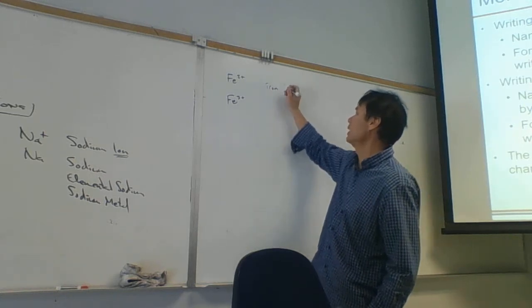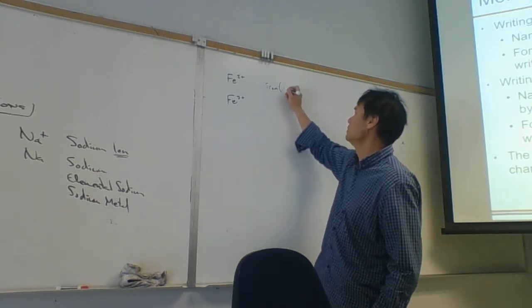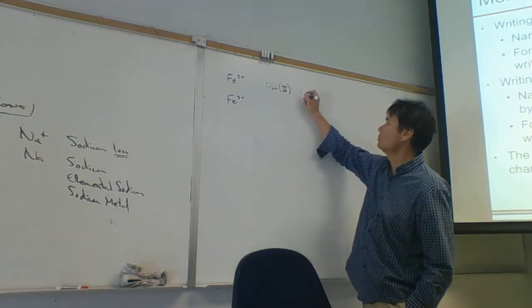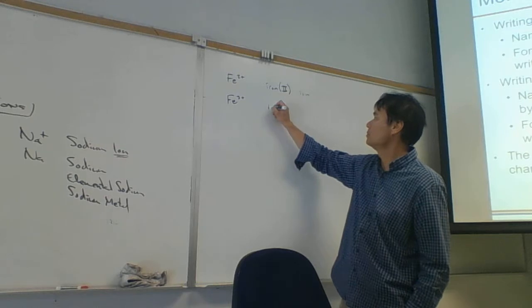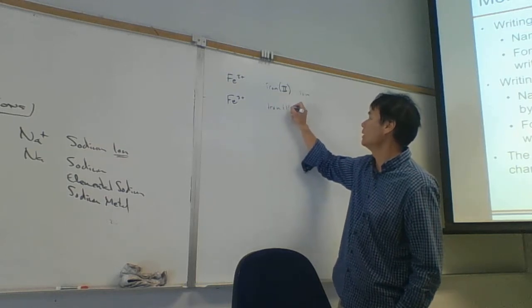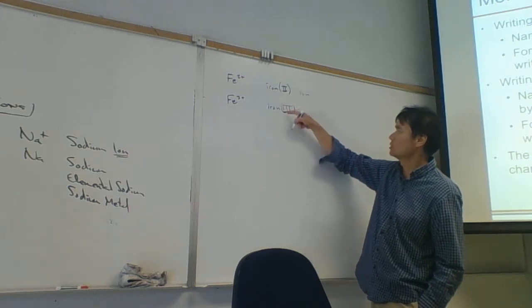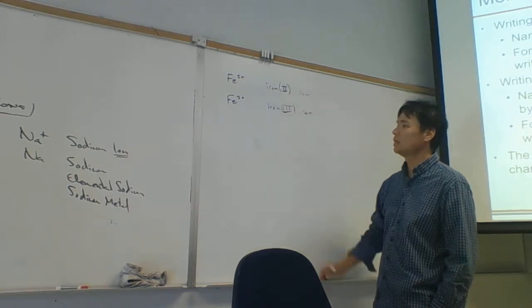We're going to call this iron, open parentheses, Roman numeral 2, close parentheses. This is all one word. So this would be the iron(II) ion. This would be the iron(III) ion, where the Roman numeral indicates the charge. So iron(II) and iron(III) ion.